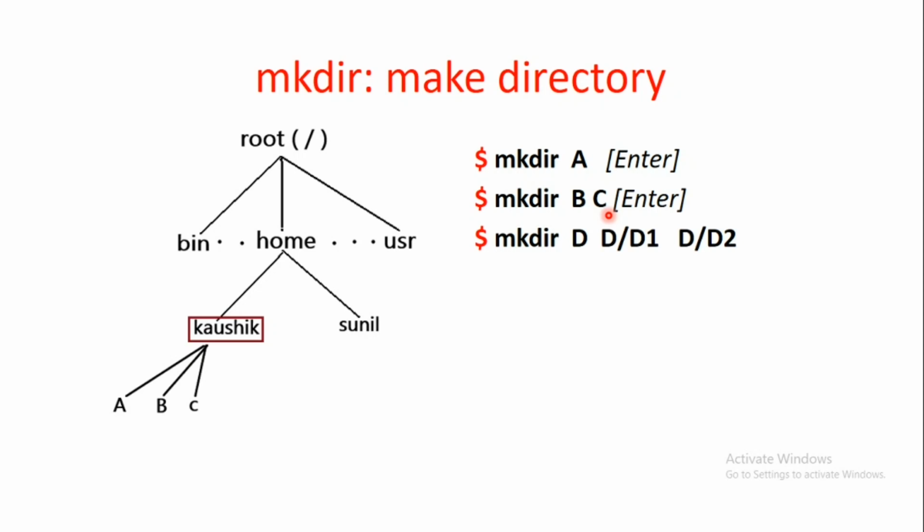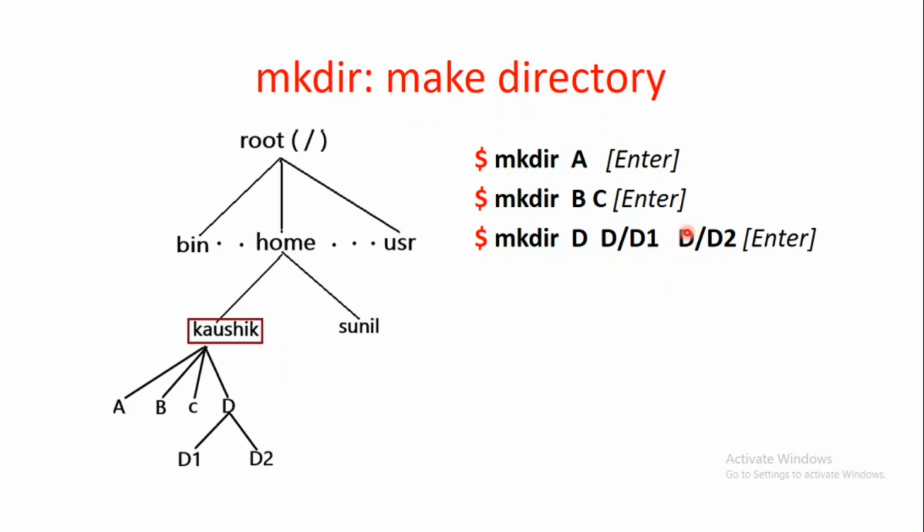Using mkdir, it is also possible to create a tree structure. In this case, the first argument passed is D, so it will create a directory D, and the second argument is D/D1, so it will create a directory D1 under the newly created directory D, followed by D2 under the directory D. So D will be created first, and inside D, subdirectories D1 and D2 will be created. This is reflected in the file structure.